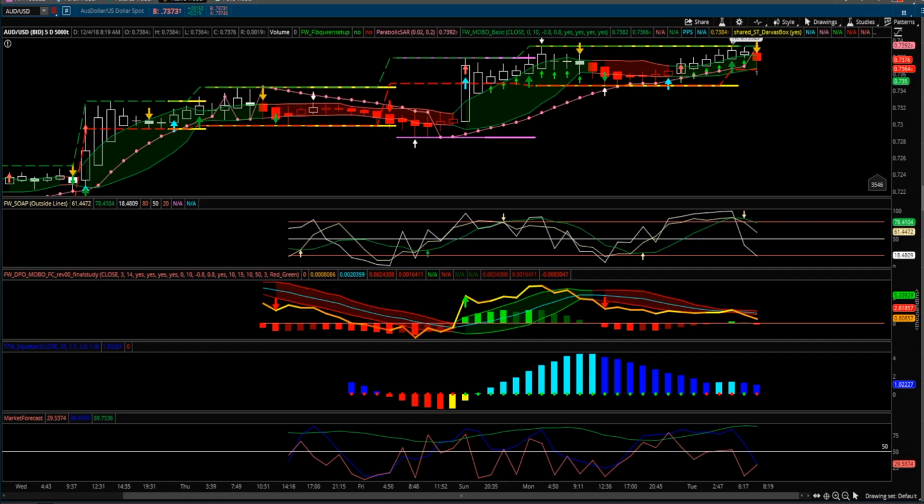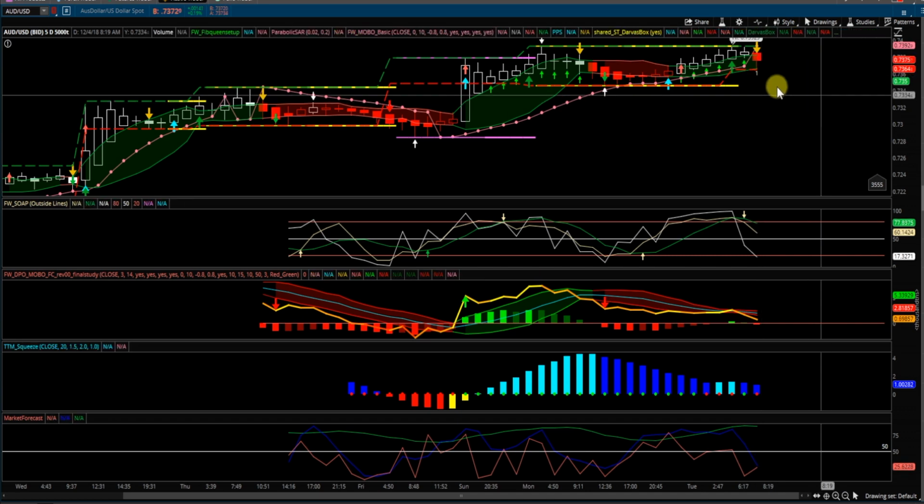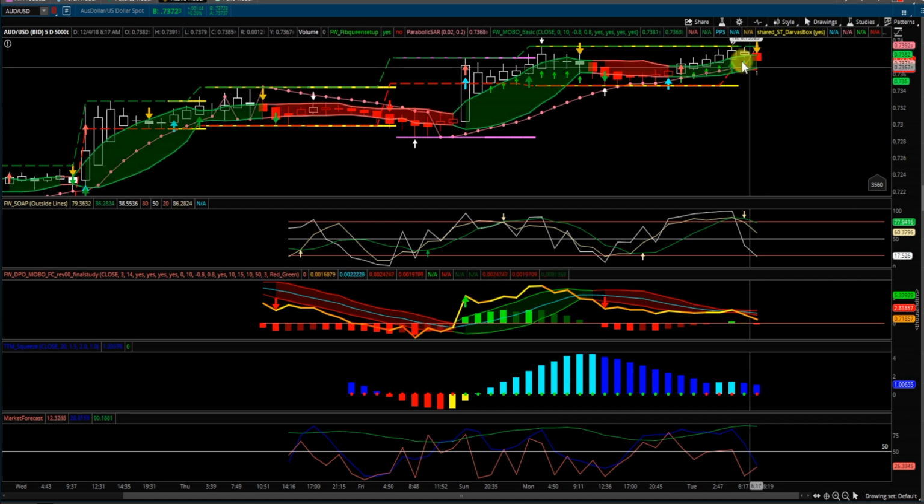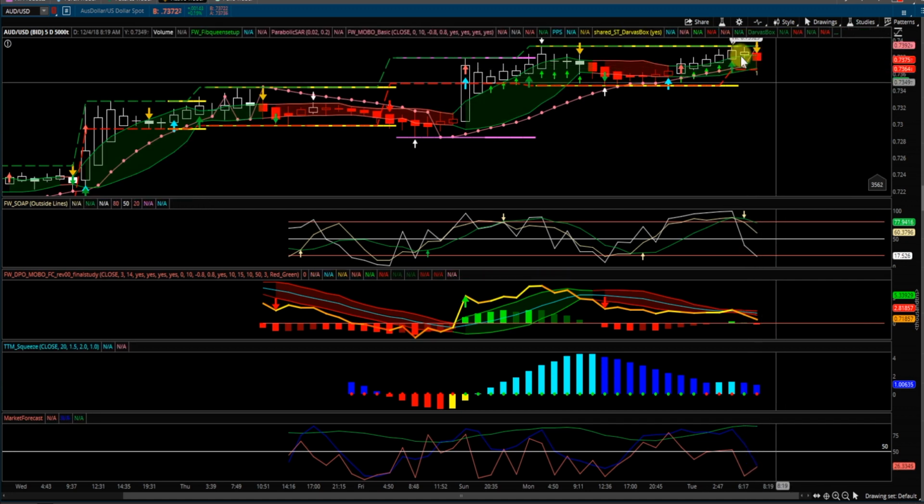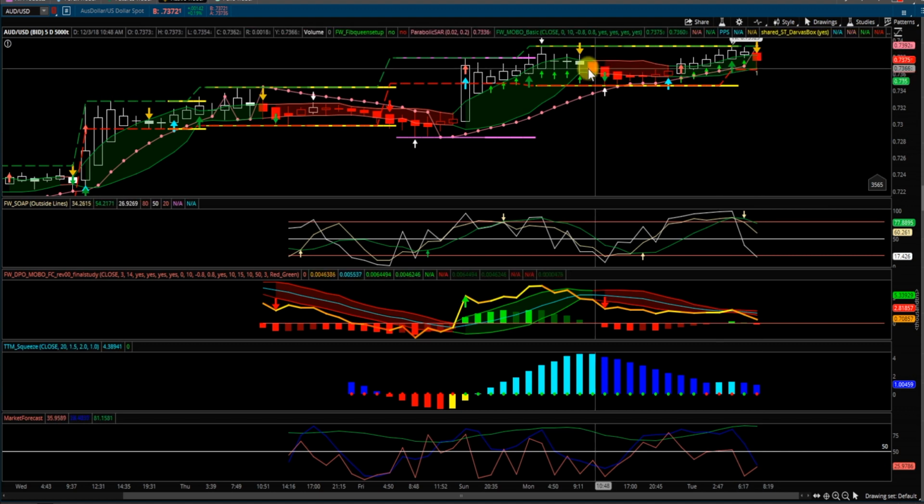Hey guys, today is December the 4th of 2018. I want to go over the Aussie dollar using Gann price and time technical analysis. So right now I'm short. I'm short the Aussie at 73.85 and got a sell signal here. And I'm just going to show you my thought process for why I'm shorting the Aussie.